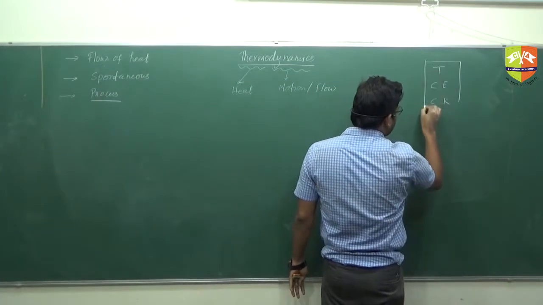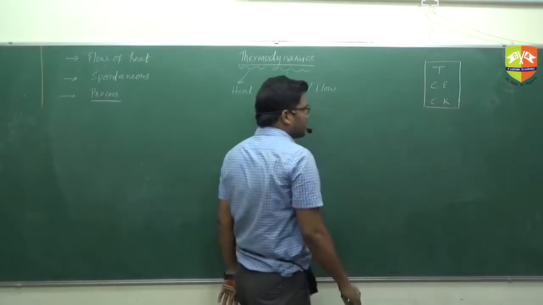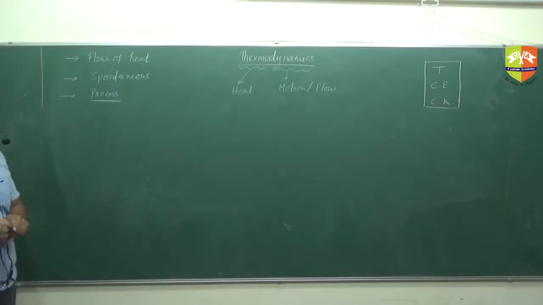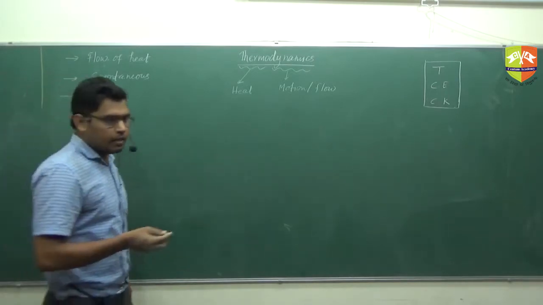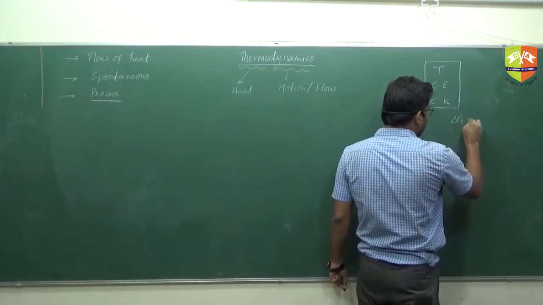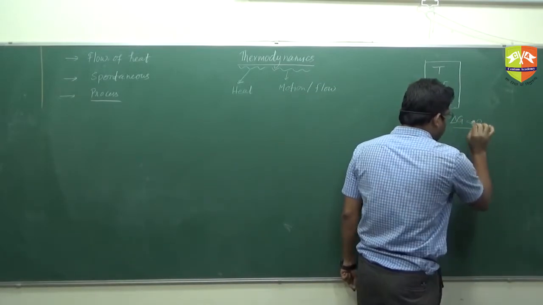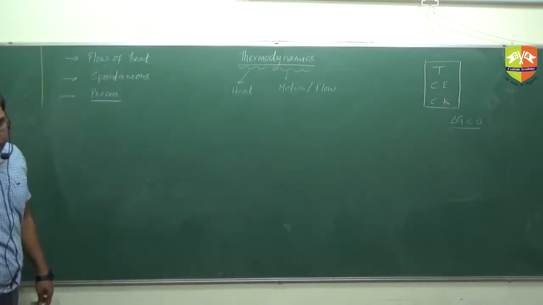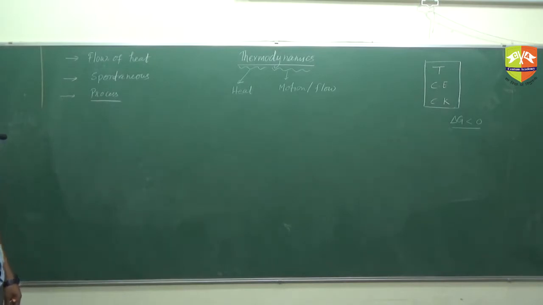Now what are the uses of this? Thermodynamics gives us the information whether, under a given set of conditions, the reaction is possible or not. So what is the condition for a reaction to be feasible? For that we have delta G, the free energy. Delta G should be less than zero for any spontaneous reaction, and we'll discuss how. So this chapter gives us the information about the spontaneity of any reaction.